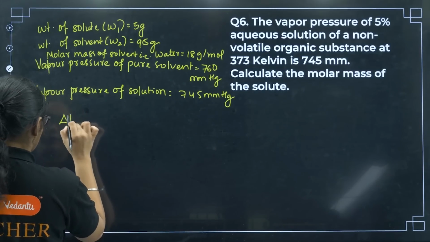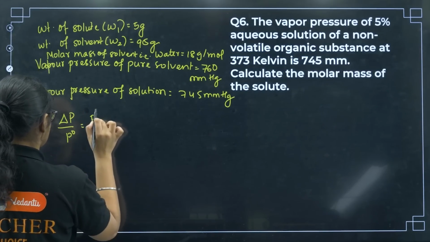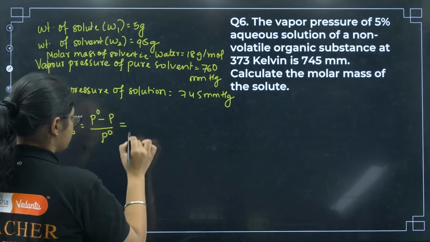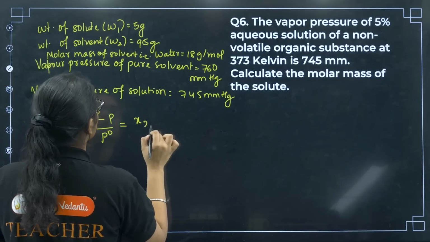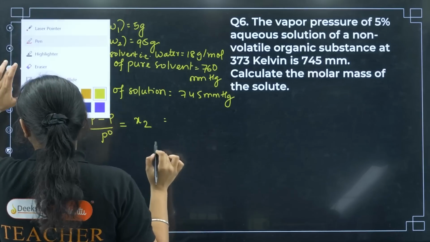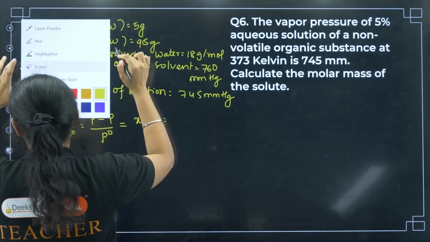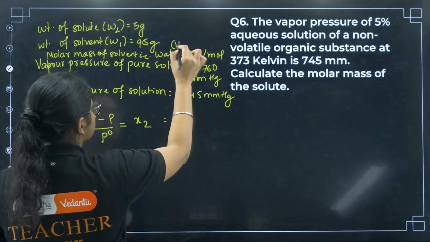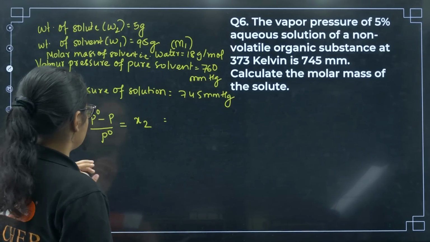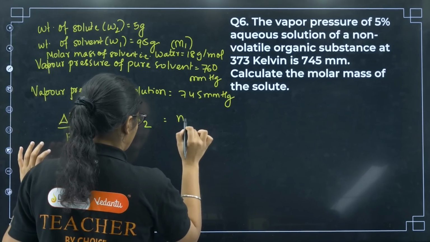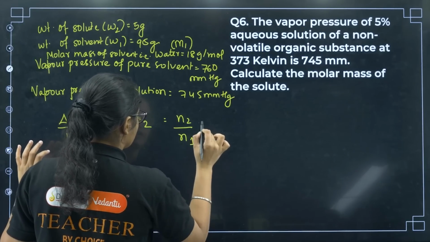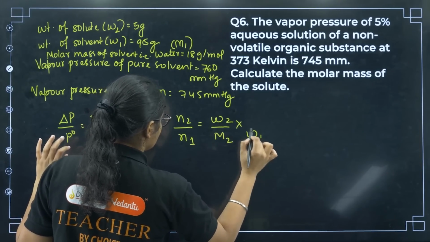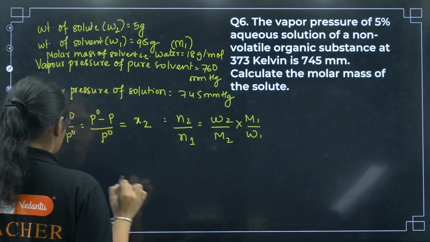I can write delta P by P naught is equal to P naught minus P by P naught is equal to XB, or I can write here X2. Here again I made a small mistake. Always remember, you have to use 2 for solute and 1 for solvent. And this I am mentioning as M1. So now if I solve it, X2 will be equal to N2 by N1, or you can write it as W2 by M2 into W1 by M1. Now just substitute the values.